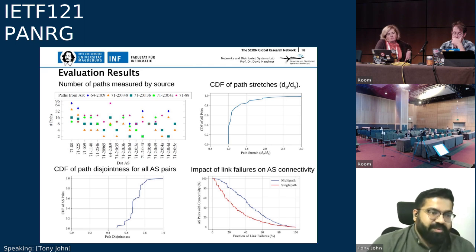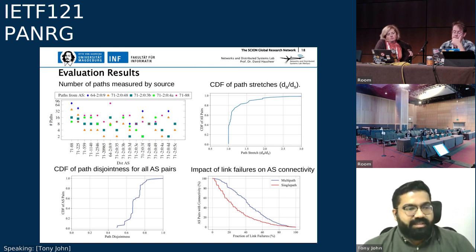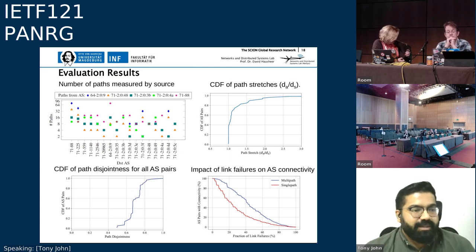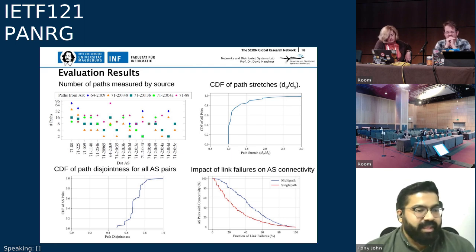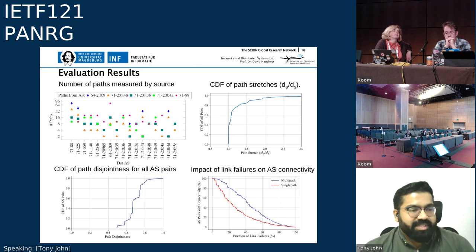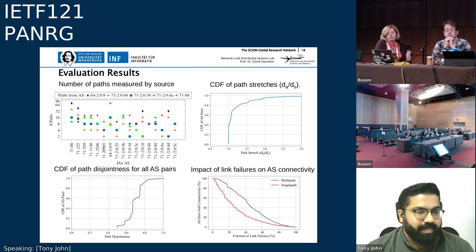So coming to some of the evaluation results of the deployment, on the top left, we can see the number of paths between different AS pairs. We can see that in some of the AS pairs, we have almost 100 paths between them. And we can see a distribution of number of paths between AS pairs. So this gives the deployment a high path diversity.